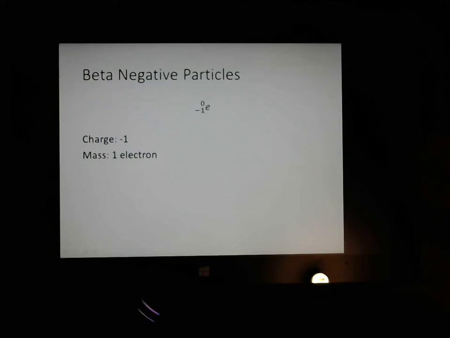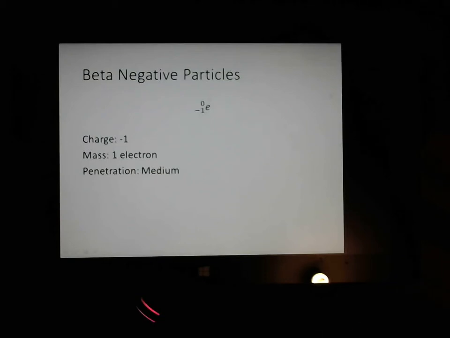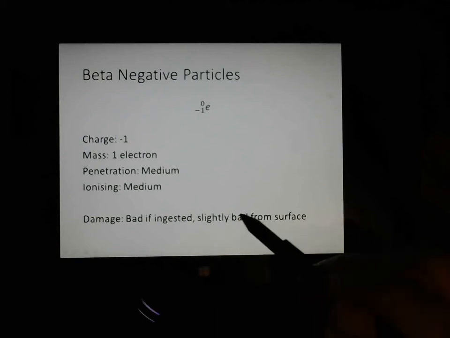And now this very high speed and their small mass means they can penetrate very easily into materials. They get through our skin, into the soft tissue underneath, so the penetration is actually reasonably high. But their smaller mass means that they can't ionize things too well because they're just electrons. So their ionization isn't as high as an alpha particle, but they can go further into you than an alpha particle. So their damage is pretty bad if it's ingested, and it's only slightly bad on the surface. It's not as great on the surface of your body, but it's something that you can deal with.